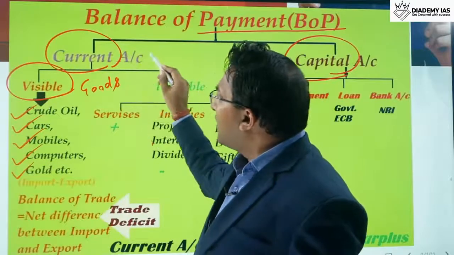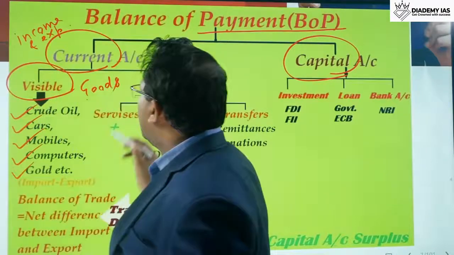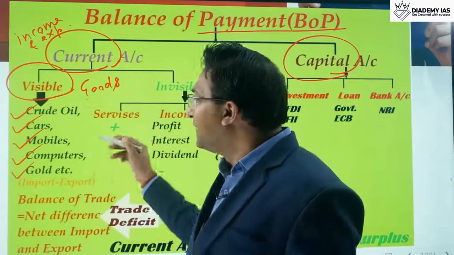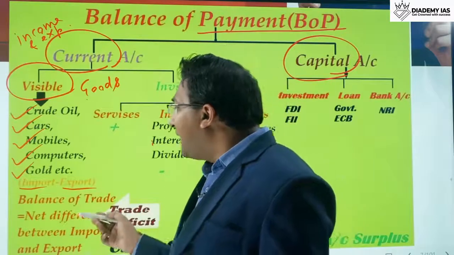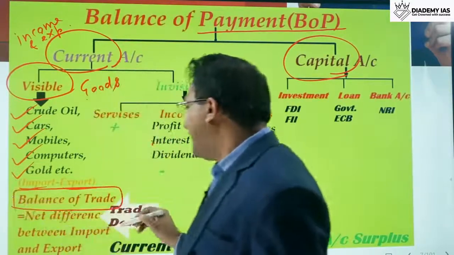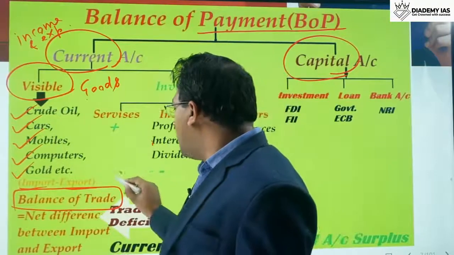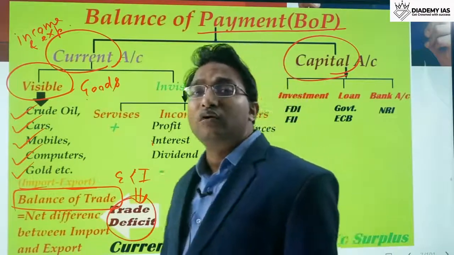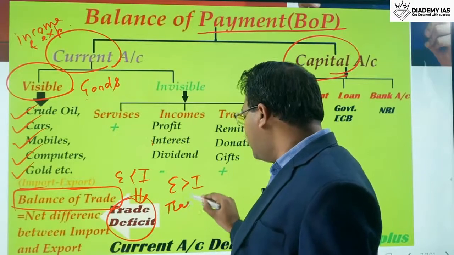This current account basically impacts income and expenditure. And it has two different categories. One is the visible, meaning the goods which can be seen with the eyes, which are tangible. Crude oil, car, mobile, computer, their import and export are covered in the visible category. The comparison between the export and import of these goods is called balance of trade. So balance of trade is basically the comparison between the amount of export and the amount of import of the visible goods. If the export is less than import, this is called trade deficit. So trade deficit means when the visible import is more than the visible export. Similarly, vice versa, if the export is more than import, then this is called trade surplus.